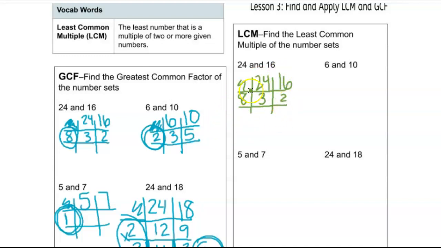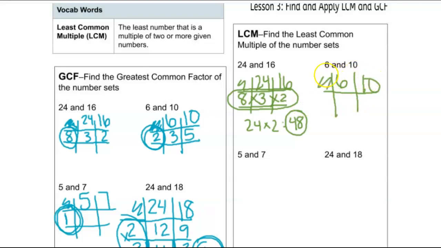So with factors, we just took this number on the left. But with multiples, we're going to circle the whole thing, and we're going to multiply them all together. So 8 times 3 is 24. So I have 24 times 2. I get 48 as my answer. Remember, with multiples we're multiplying, we're counting by those numbers. So if I take 24 and then I count to 48, those are the numbers we're counting by.